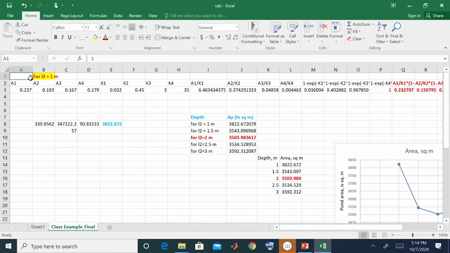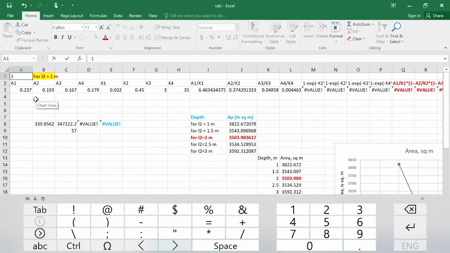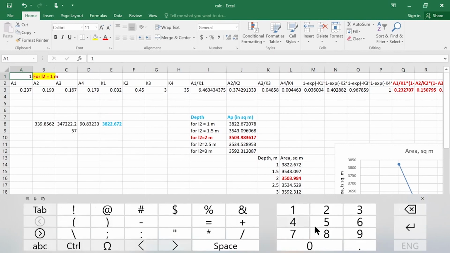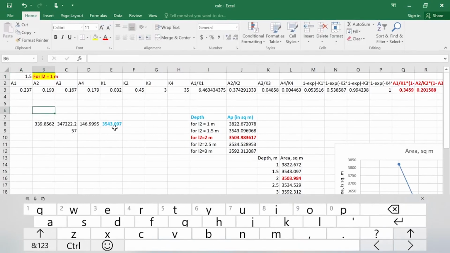Now this calculation, if we substitute 1 here, L2 is equal to 1, then what happens? See, 2822, but in our calculation what we got is about 3824. Okay, so this may be some kind of error we made during the calculations, and there might be some round-off error and all, right. And if we substitute say 1.5, see what happens. So it is 3543.097, approximately 3543.09 or so.